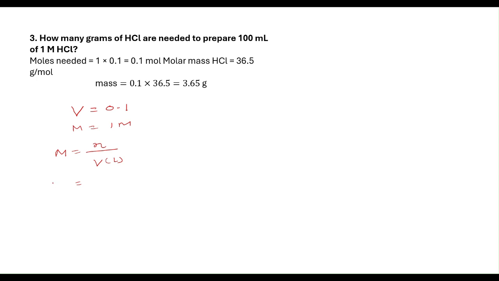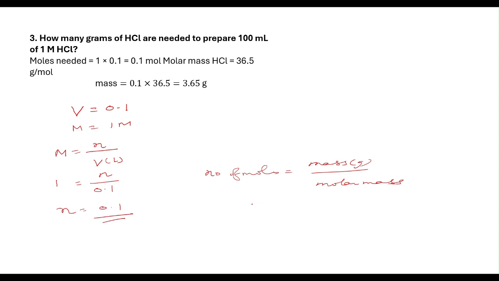So what is the molarity here? We have 1 molar solution, N over 0.1 liter. So number of moles which we have is 0.1. Now what is number of moles? So we need mass in gram over molar mass. So we know what is number of moles, 0.1. Mass we need to calculate, and molar mass is how much, 36.5 gram.